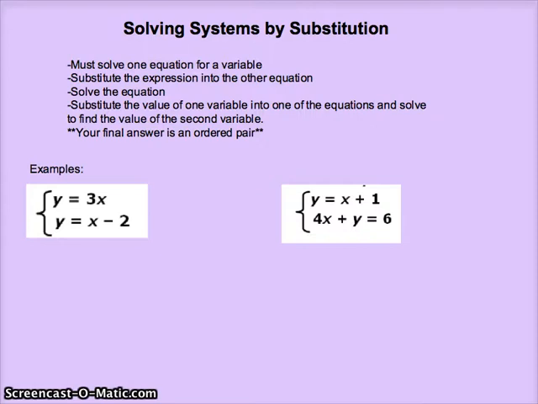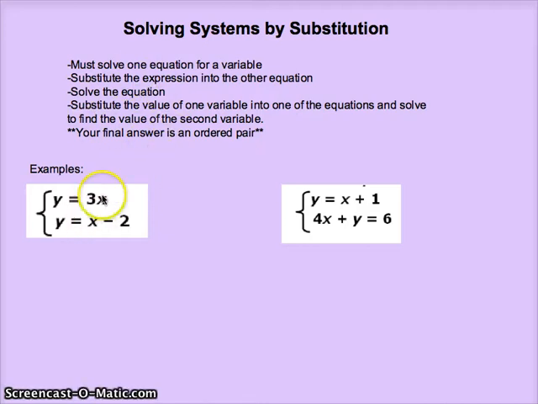When we use substitution, you must solve for one variable in one equation. Then you substitute that expression into the other equation. Then you solve for one variable. After you've solved for one variable, you can take the value of that variable and plug it back into one of the original equations and solve for the other. It sounds like a lot, but once you see a couple examples, I think it'll make sense.